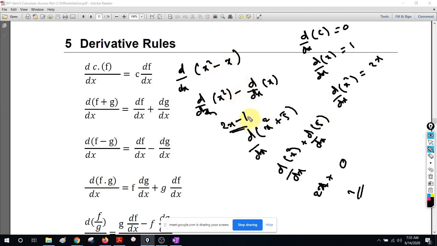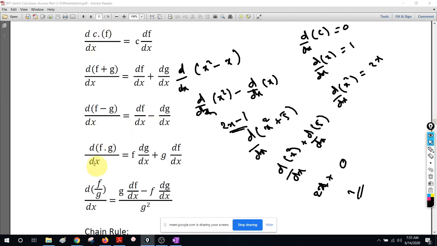So it is going to be 2x minus 1, right? So now we have covered three rules: the summation rule, the subtraction rule, and that a constant can be taken out. Now we have two more rules: the multiplication rule and the division rule, right? So let's take those also.